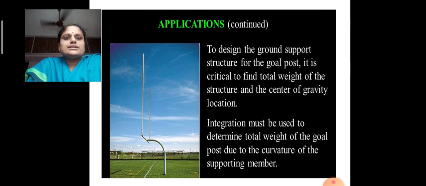Another application is to design the ground support structure for the goal post. It is critical to find the total weight of the structure and the center of gravity location. An integration must be used to determine the total weight of the goal post due to the curvature of the supporting member.